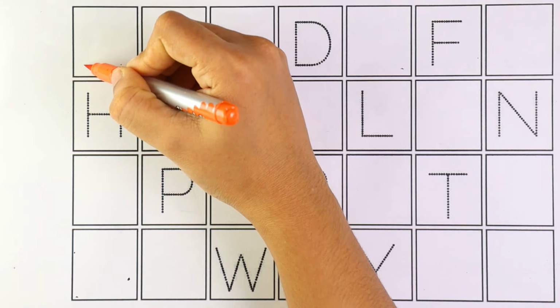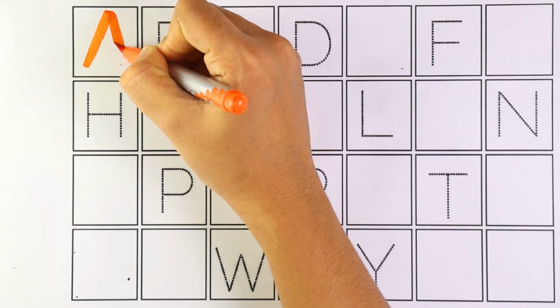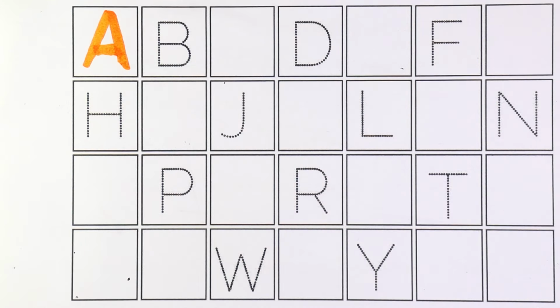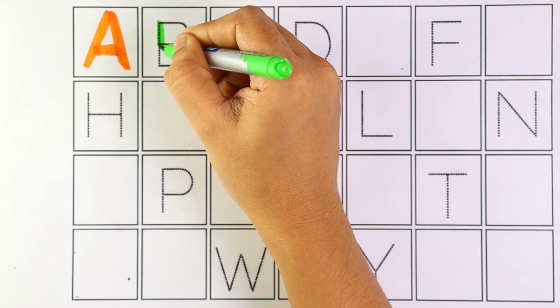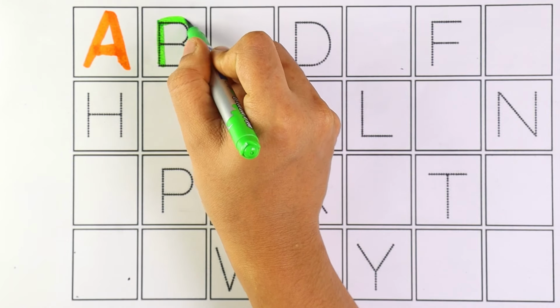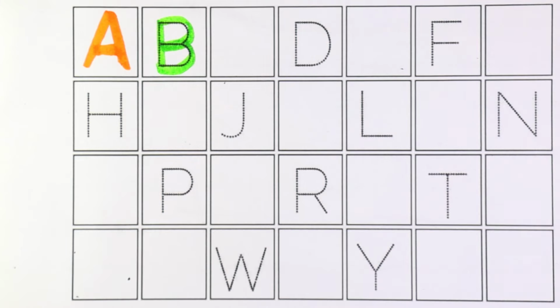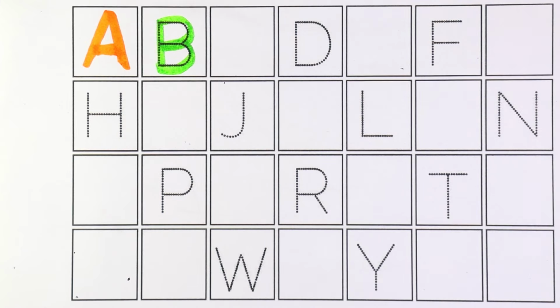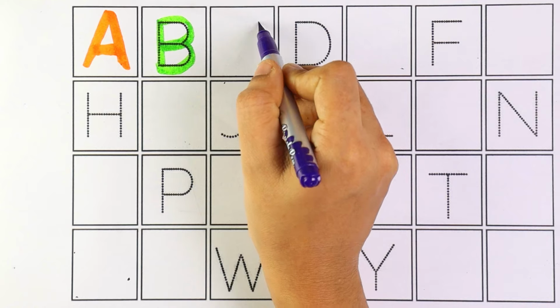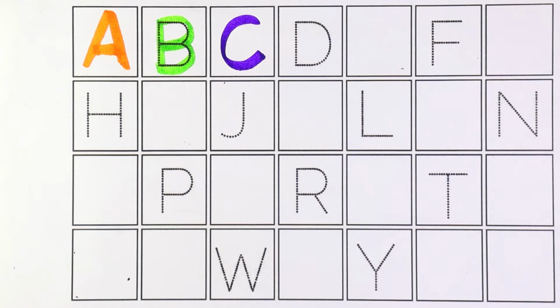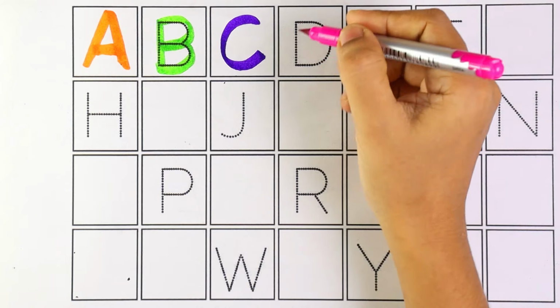Orange color. Letter A. A for apple. A for aeroplane. Light green color. Letter B. B for bus. B for banana. Purple color. Letter C. C for cat. C for car.